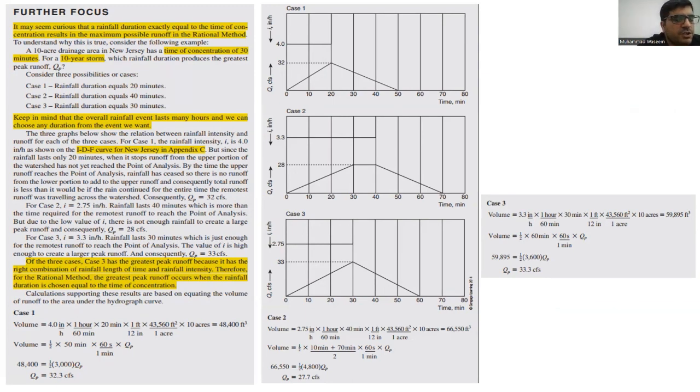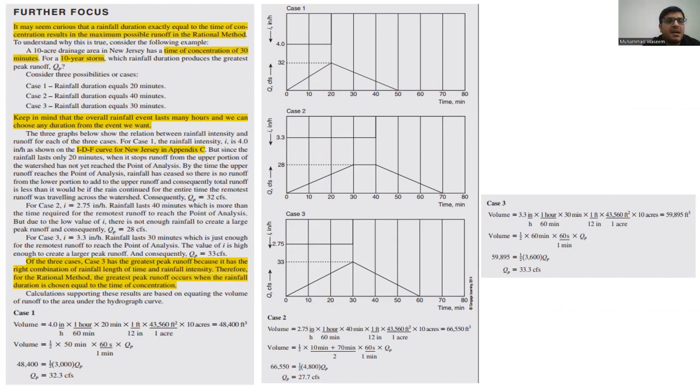Which rainfall duration will produce the greatest peak Qp? Case 1, rainfall duration equals 20 minutes, so the rainfall duration is less than the time of concentration. Case 2, the rainfall duration equals 40 minutes, so it is more than the time of concentration. And case 3, rainfall duration equals 30 minutes. Right?